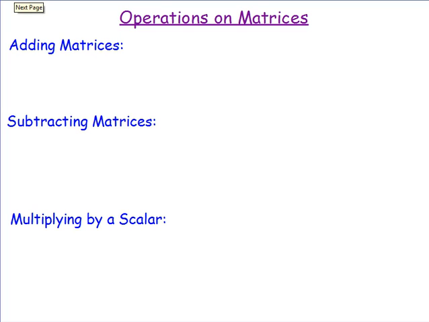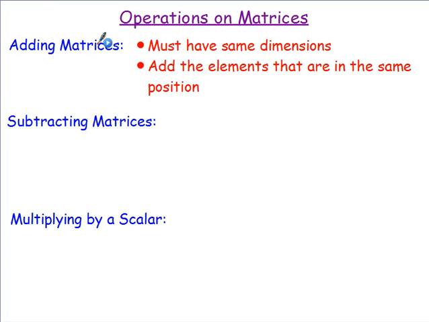When you are adding matrices, first important rule, they must have the same dimensions. In other words, they must be the same size. And then all you have to do is add the elements that are in the same position.